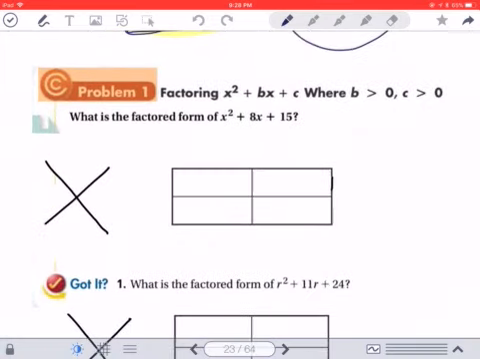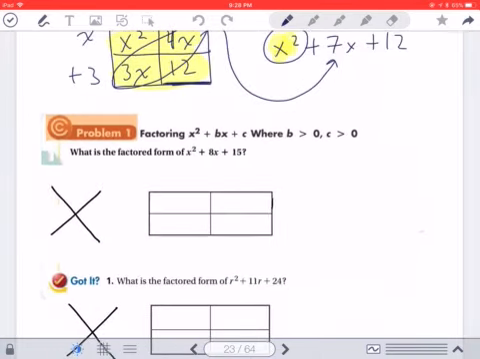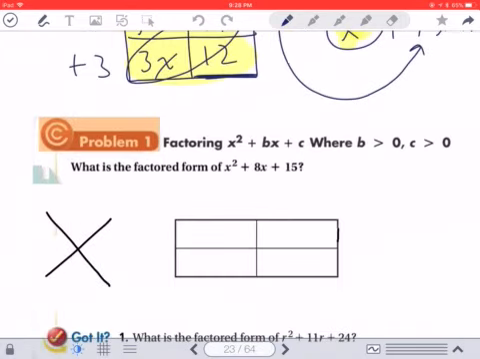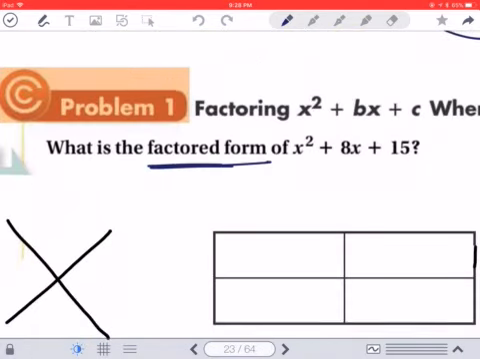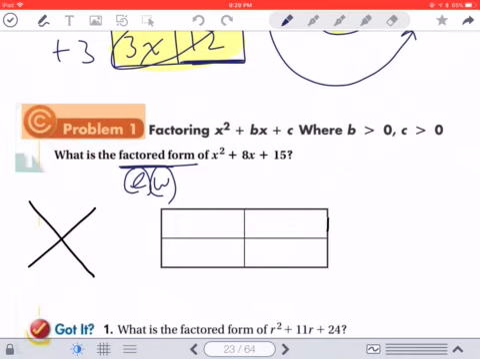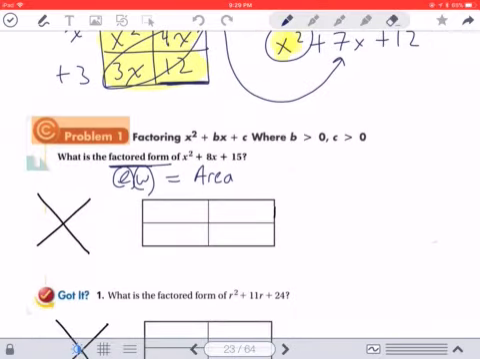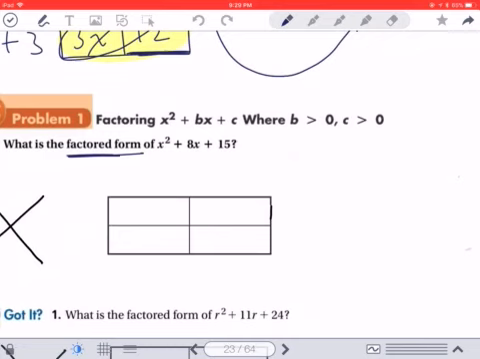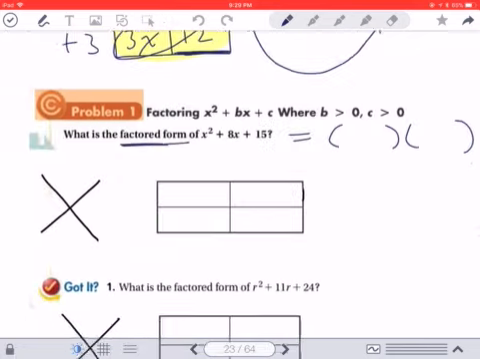It says, what is the factored form? So first of all, what does the factored form mean? Factored form means you're looking for a length and a width. So this is the area, and length times width equals the area. So you're looking to factor it. You're basically looking to get the dimensions of this area. So you want to write over here what this is going to factor into.